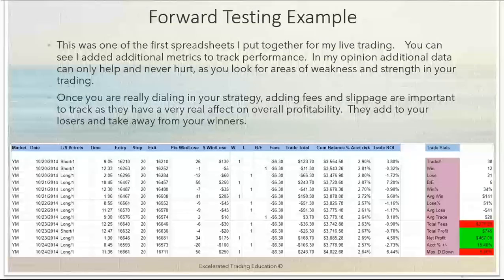All right, so a forward testing example. So this was one of the first spreadsheets I put together for my live trading. You can see I added additional metrics to track performance, and in my opinion, additional data can only help and never hurt, as you look for areas of weakness and strength in your trading. Once you are really dialing in your strategy, adding fees and slippage are important to track as they have a very real effect on overall profitability. They add to your losers and take away from your winners.